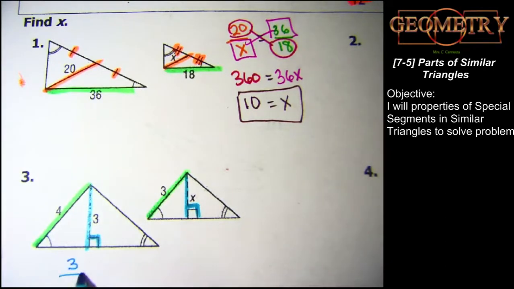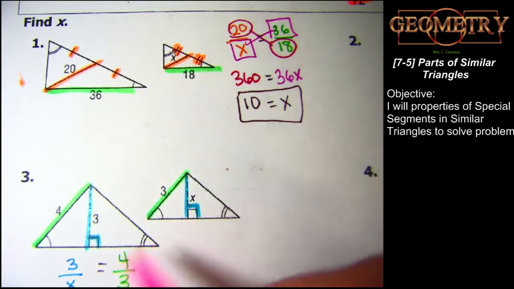And so I can write my altitudes in a fraction. I can write my corresponding side lengths in a fraction, and then cross multiply and solve.